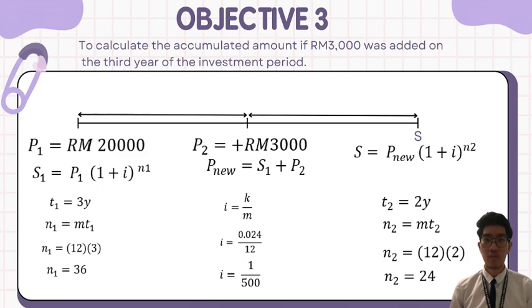Next, T1 is equal to 3 years, N1 is equal to MT1, N1 is equal to 12 multiplied by 3, so N1 we got 36. I is equal to K over M, I is equal to 0.024 over 12, I is equal to 1 over 500. T2 is equal to 2 years, N2 is equal to MT2, N2 is equal to 12 multiplied with 2, so we got N2 is equal to 24.